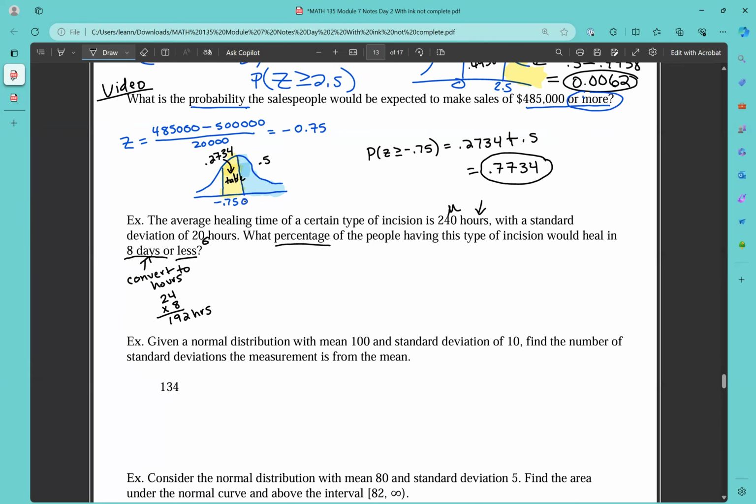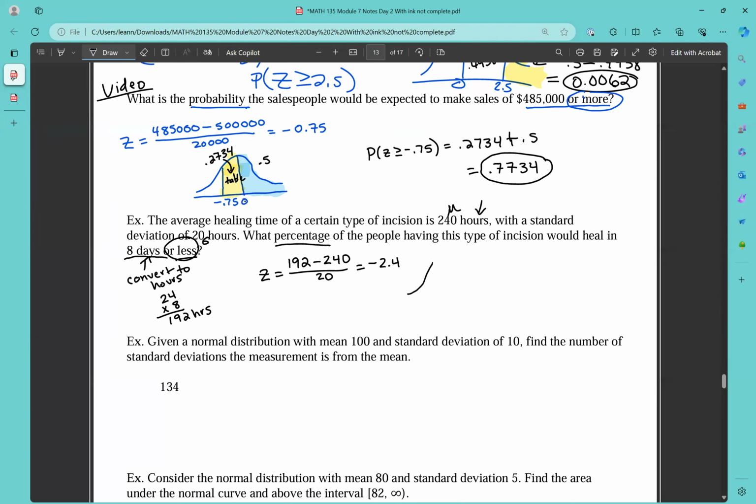Okay. So we're doing the z-score of 192. So that's our item, minus the mean, which is 240, over the standard deviation, which was 20 hours. So notice everything is in hours. If you subtract the top and then divide by 20, you get negative 2.4, comes out exactly to that. Now be careful, this is "or less."